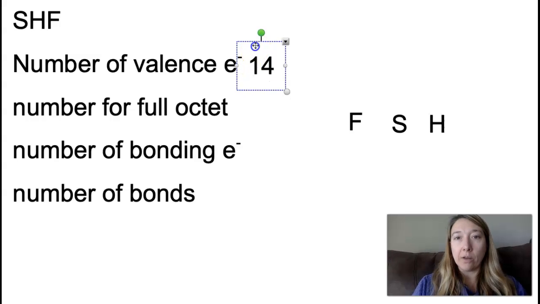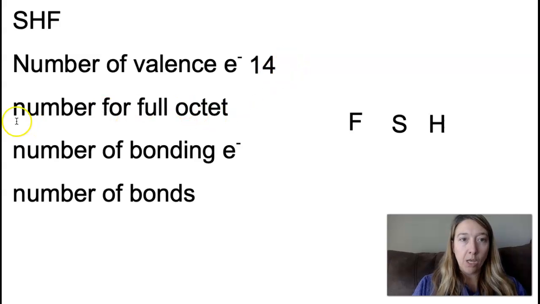So our final diagram is going to be allowed to have 14 dots in it. So, number for full octet. This is what we said. We would go through our atoms. Everything that's not hydrogen and boron, we count as wanting 8. Hydrogen we're going to count as wanting 2, and boron we're going to count as wanting 6.